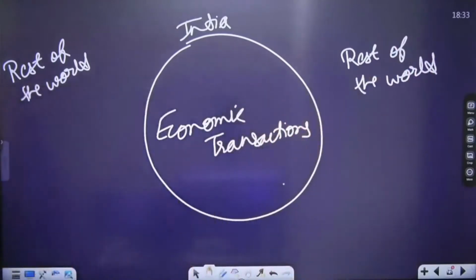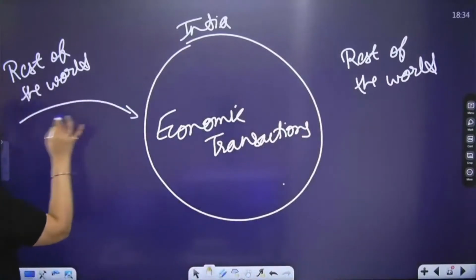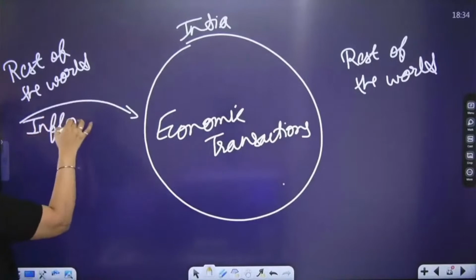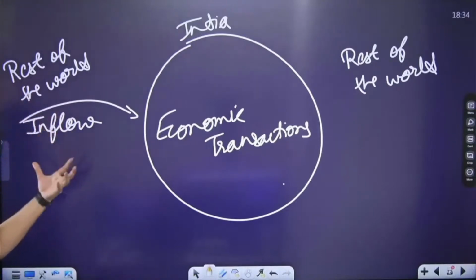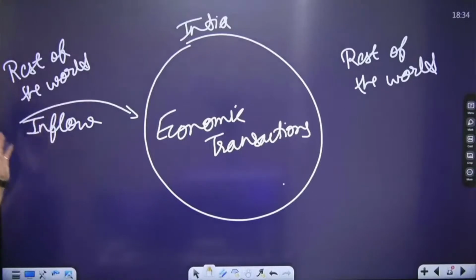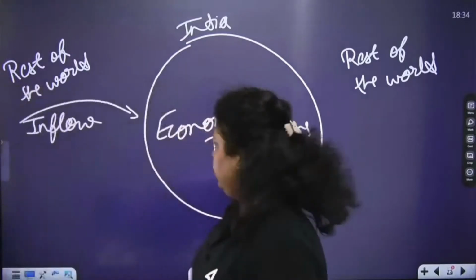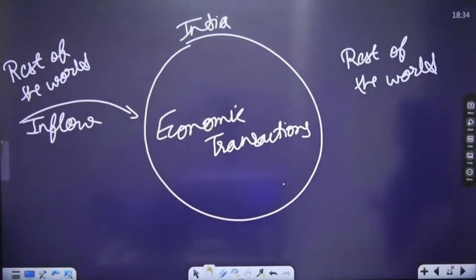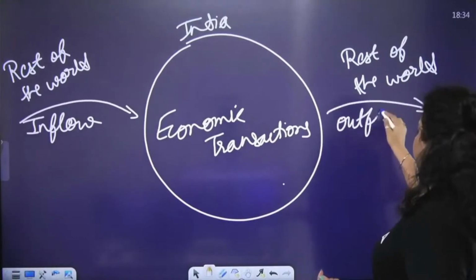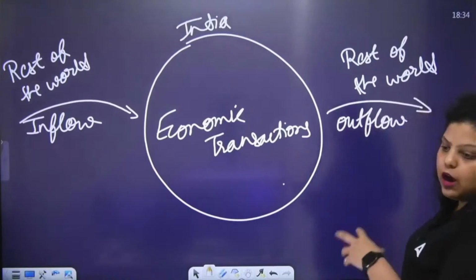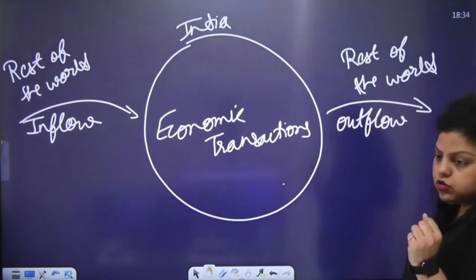If India is doing trade or economic transactions with another country, it means a certain amount of money India is earning from the other world. That's an inflow. India is earning a certain amount of money, or we can say the inflow, from the rest of the world. It means the earning, the income. And the other part is the expenditure. Expenditure means the outflow.